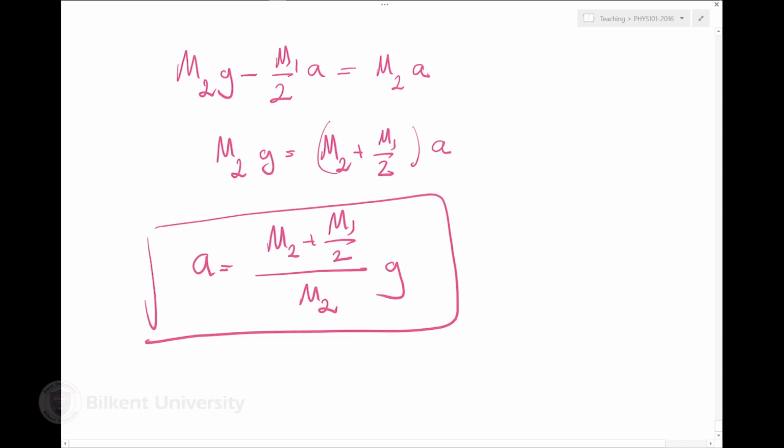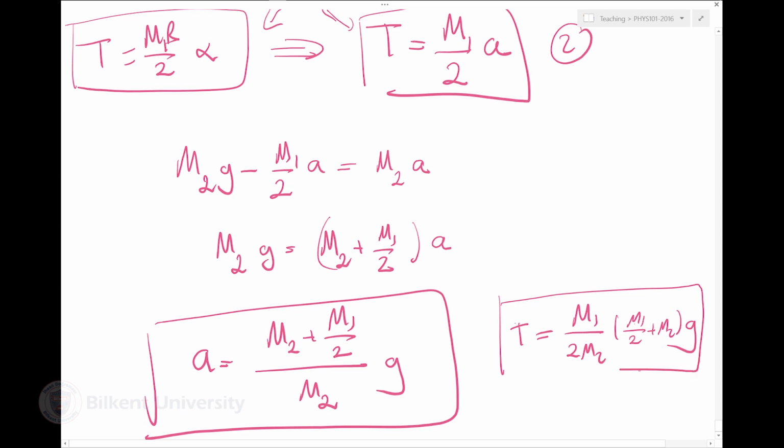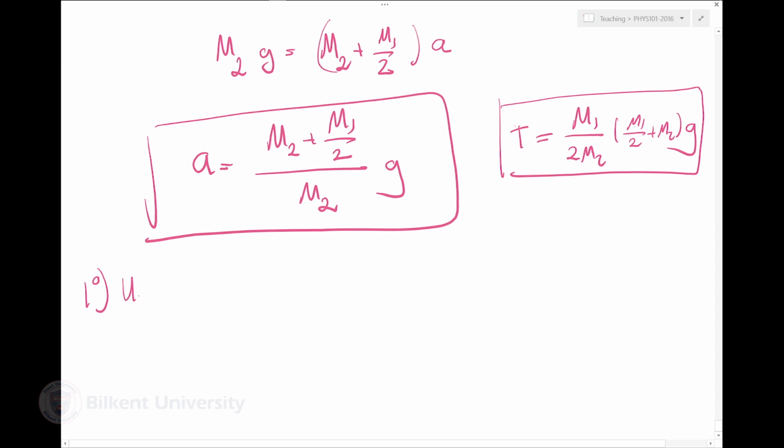Tension in the rope we found above. Tension in the rope is M1A over 2. Tension in the rope apparently is M1 over 2 plus M2 times G. So we've found what we set out to find. Let's check units quickly. I've obviously reached my goal. How about the units? It's quite simple here. Masses cancel each other. G and A have the same units.